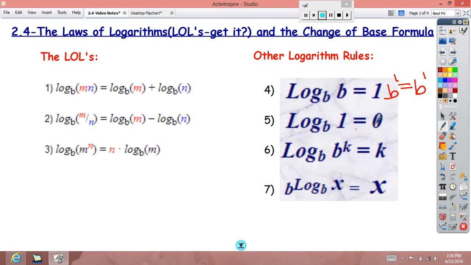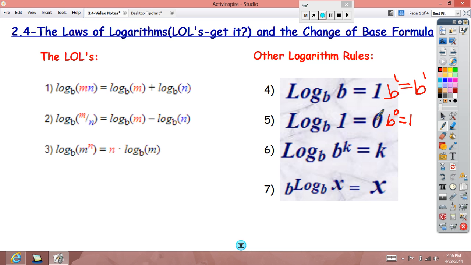The second one is here. If I have b to the 1, no matter what b is, the log of 1 is always going to equal 0. And for the same reason, b to the 0 power equals 1. So no matter what, if out here is 0, then this number is going to be a 1. If this is a 1, then out here is 0.